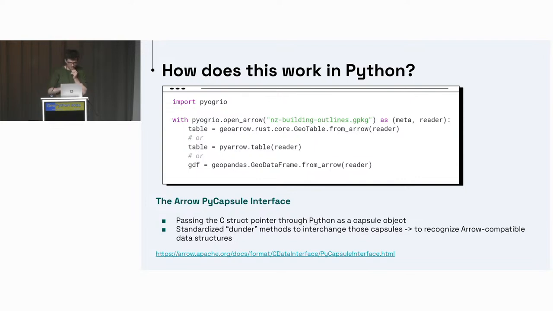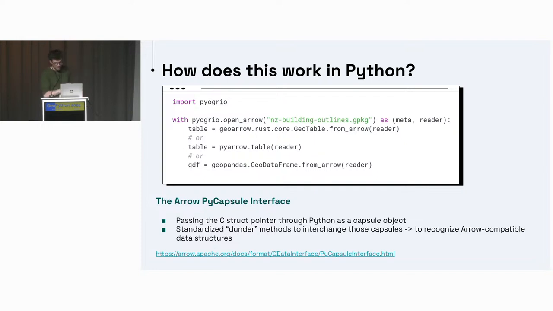But how does this work in Python? PyArrow has a function open_arrow, which gives you a generic Arrow reader for a certain file. So I'm opening here, I let GDAL open the GeoPackage file, and what open_arrow returns is a reader object that gives you the Arrow data batch by batch. And then I can consume that data, for example, using the GeoArrow Rust library, or I can just consume that data with PyArrow or with the GeoPandas from_arrow function. And they all will convert that data in Arrow format to their own internal representation, which can also be Arrow or something compatible with it.